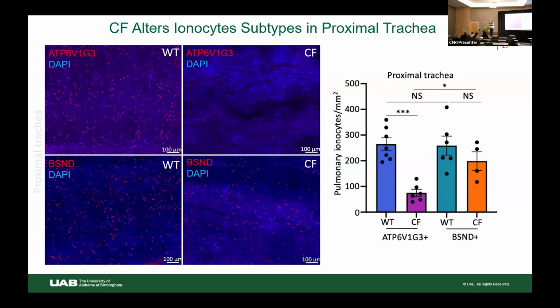Then by quantification, we found that the ATP6V1G3 positive ionocytes in the CF are significantly reduced. And this really makes us think that there are different flavors of ionocyte present in the CF epithelium, and those ionocytes could be ATP6V1G3 negative.